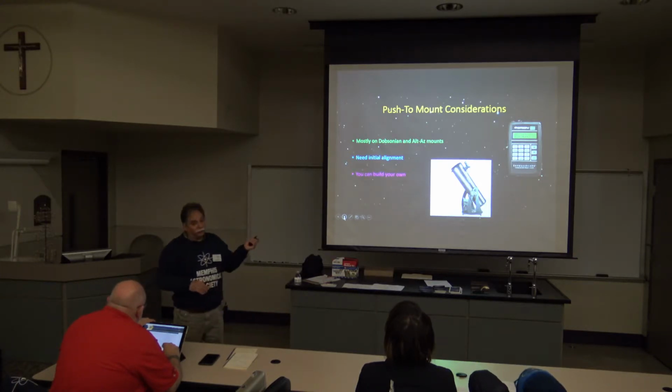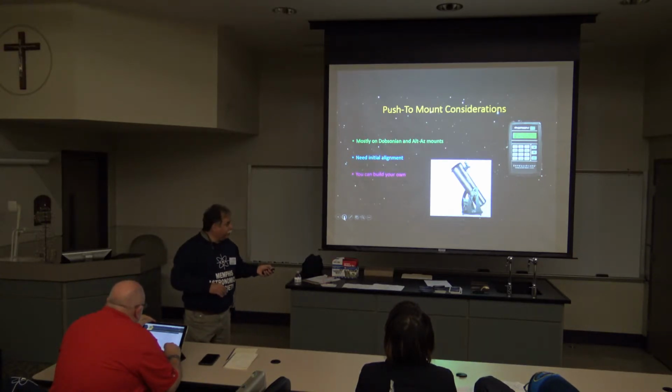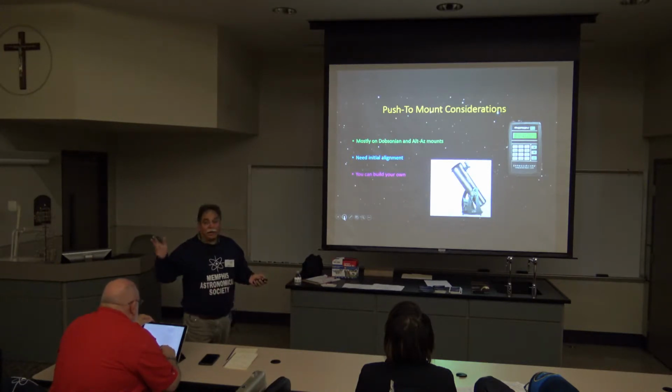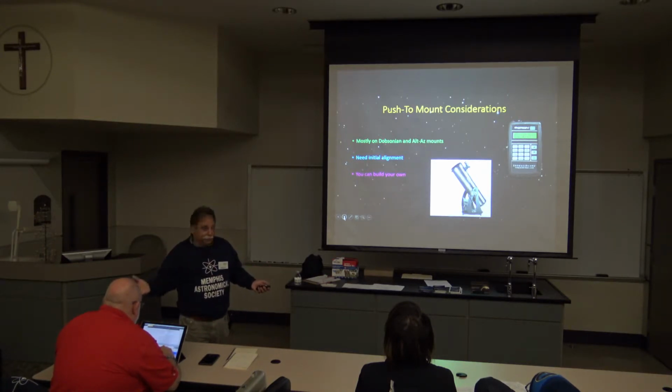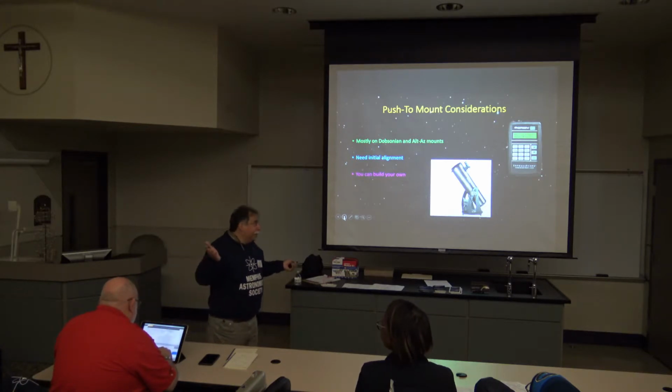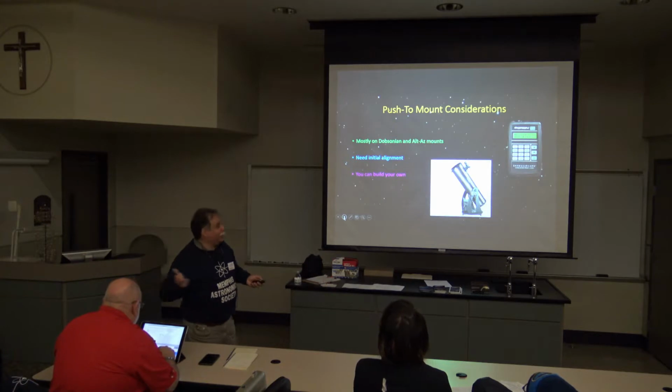You can build your own. You can buy a telescope like this first, without the mount, and you can buy a commercial controller and do this by yourself if you like. It's up to you again. You want the fish or you want to go to the supermarket.